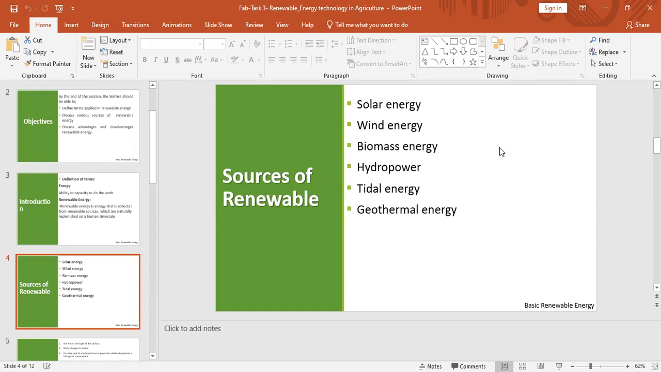So these are solar energy, which we derive from the sun. We have wind energy, which we harness from the moving air. We have biomass, which we normally harness from vegetation or trees. And then we have hydropower, which we derive from water. And then geothermal.